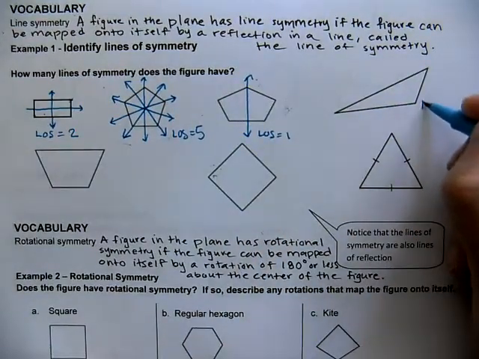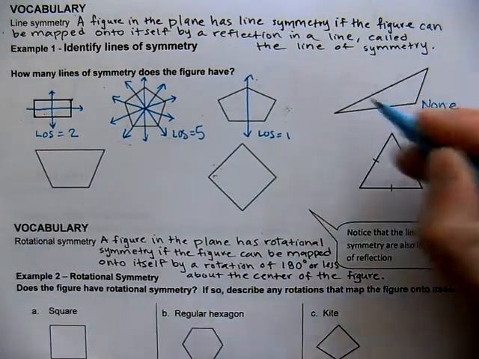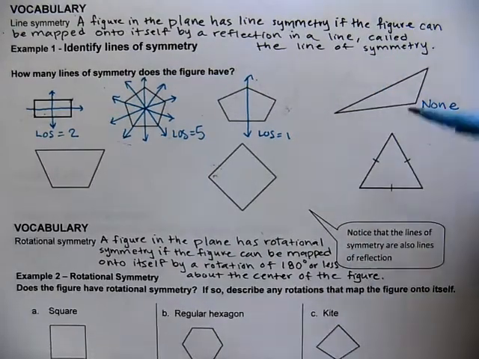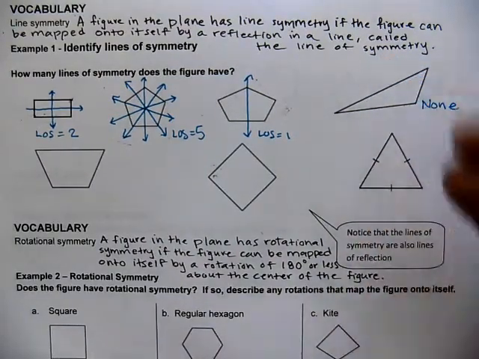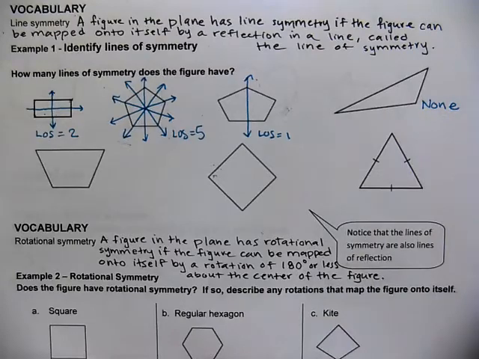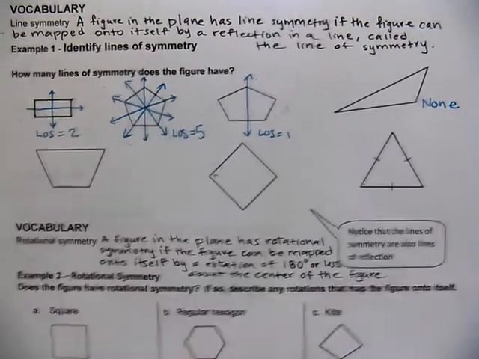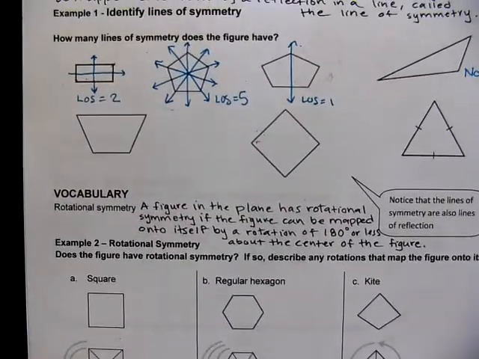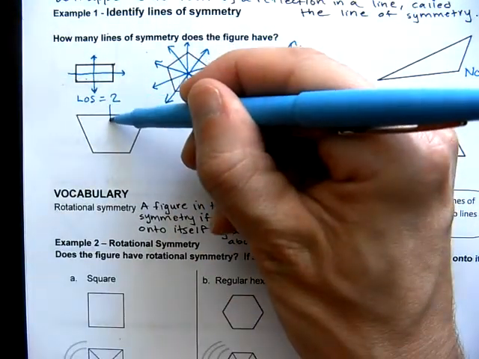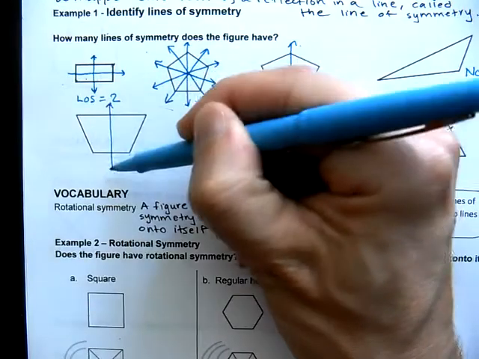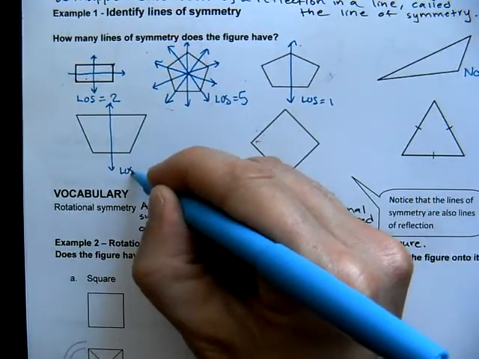It's quite possible that you could have no lines of symmetry, and that's what we see with this triangle. There are none. No matter how you draw a line, you cannot reflect it over that line of reflection to create a mapping. Here we have a trapezoid, and we have one line of symmetry in this case.